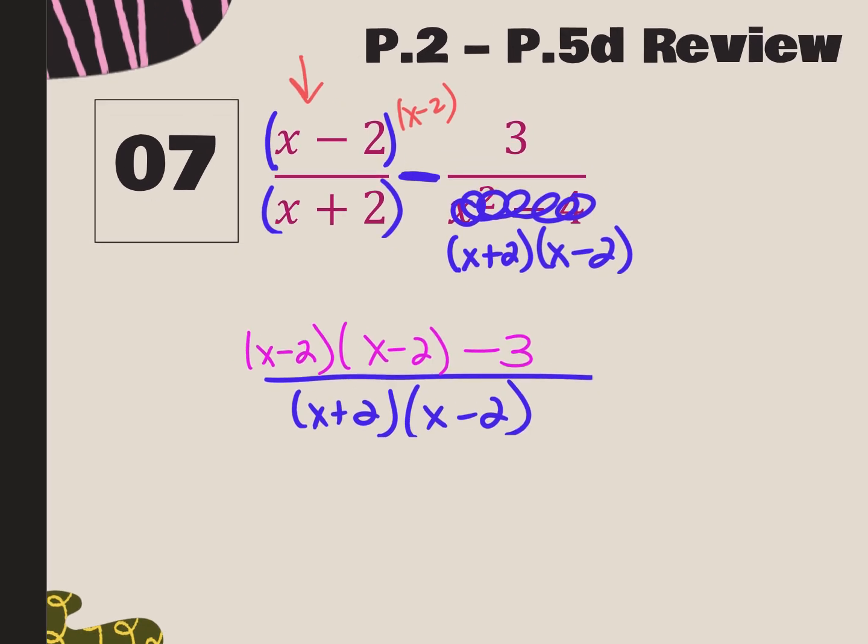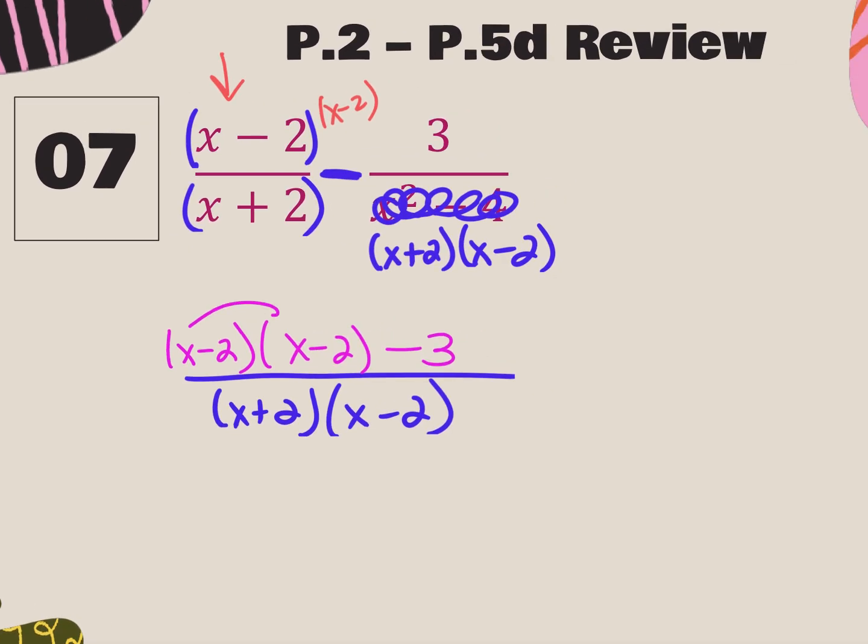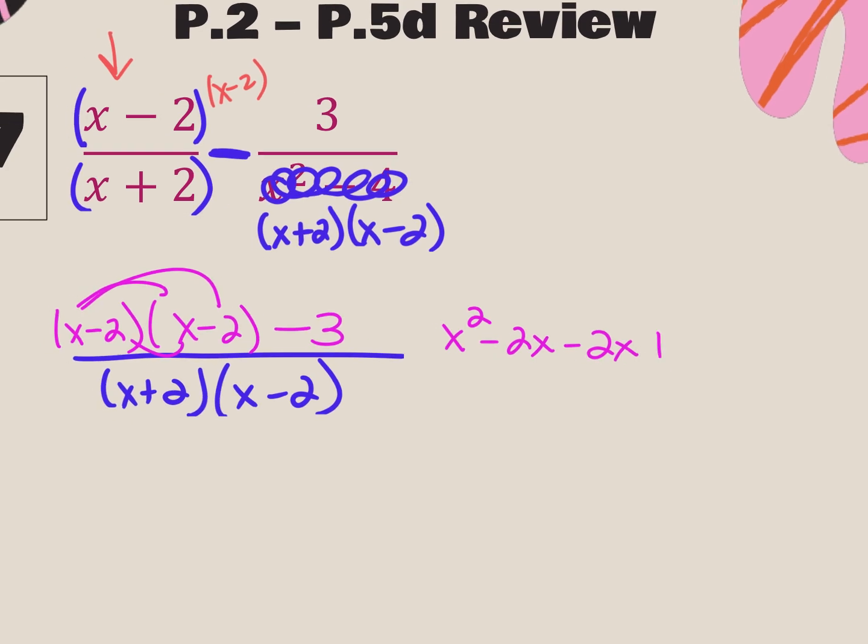So we have to FOIL. What's x times x? X squared. What's x times negative 2? What's negative 2 times x? Yep, negative 2x and negative 2x, and negative 2 times negative 2 is plus 4, and then minus 3.